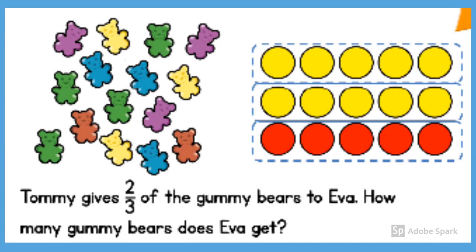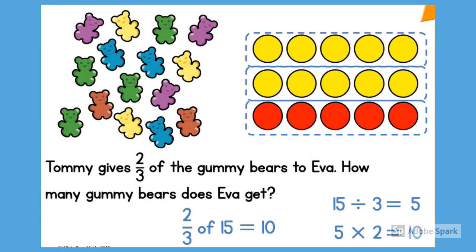We're going to use counters to represent the gummy bears. I've split the counters into 3 equal groups. In one group, there are 5 counters, but Tommy gives 2/3, 2 groups, to Eva. 2 groups are 10 counters, so Eva will receive 10 gummy bears. So how can we show this in a calculation? Well, we can write 2/3 of 15 equals 10.